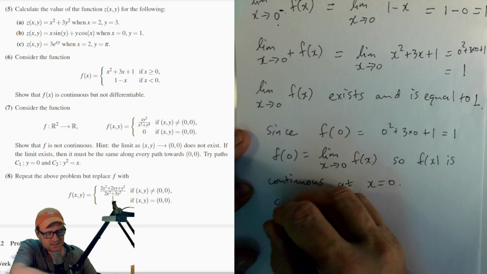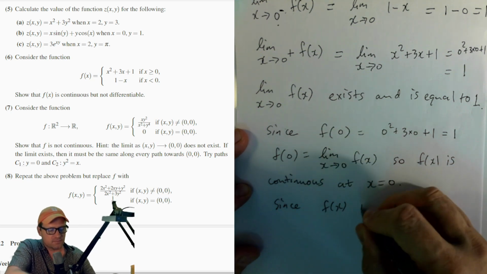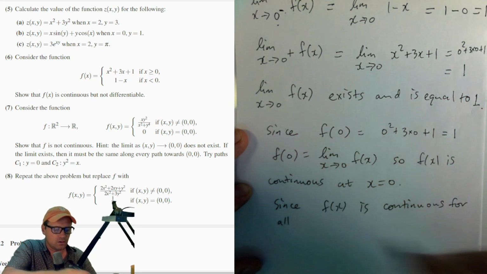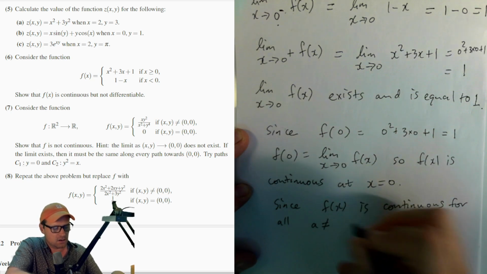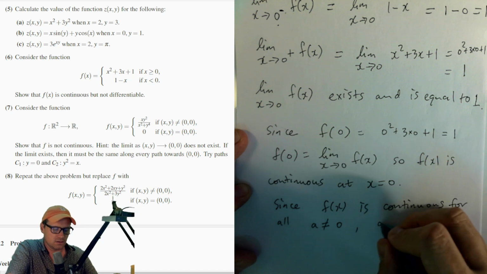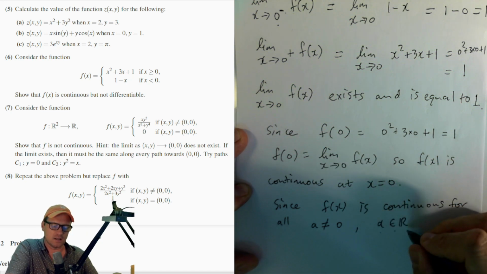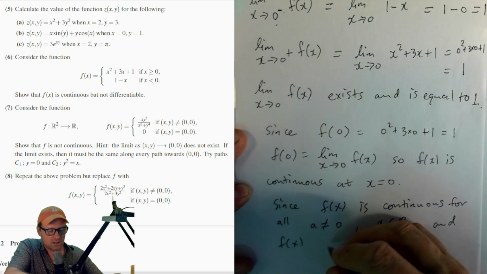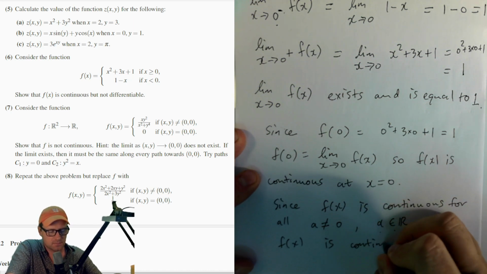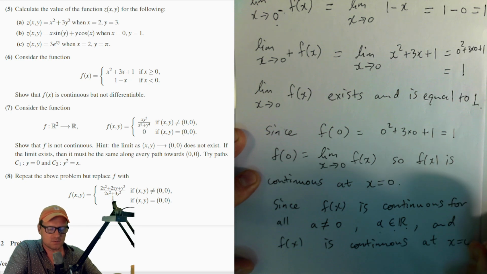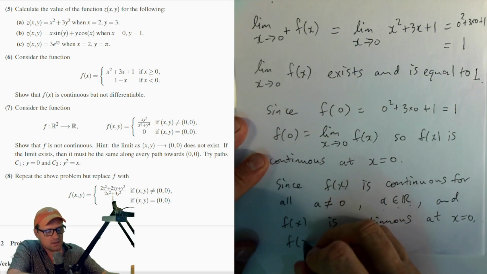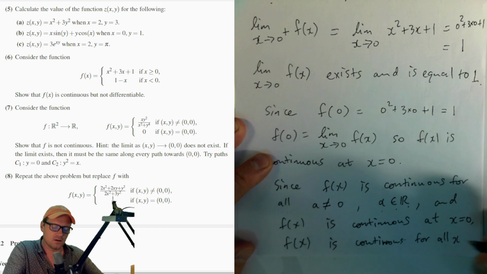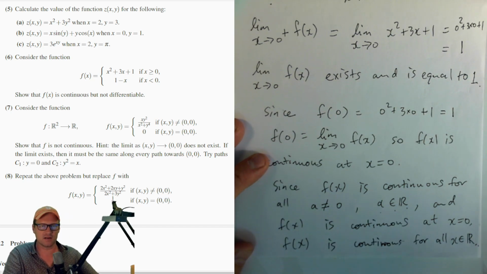And then finally, we'll remark that since f(x) is continuous for all a not equal to 0, where a is a real number, so a is an element of the set of real numbers, and f(x) is continuous at x equal to 0, we must have f(x) is continuous for all real numbers, so for all x in the set of real numbers.